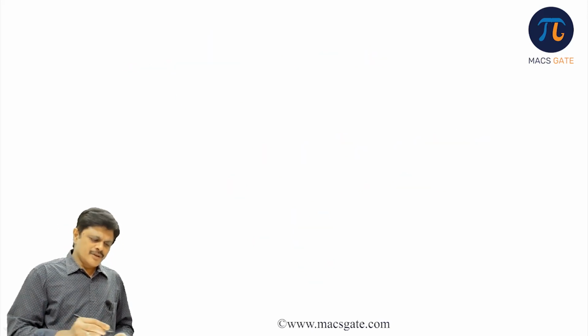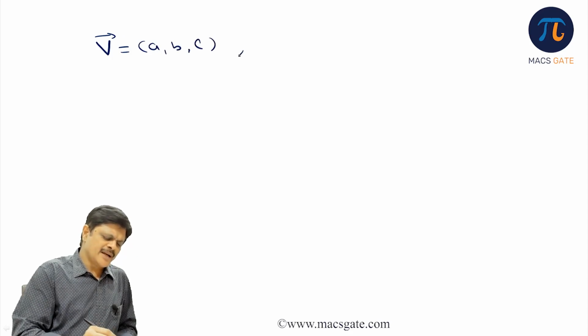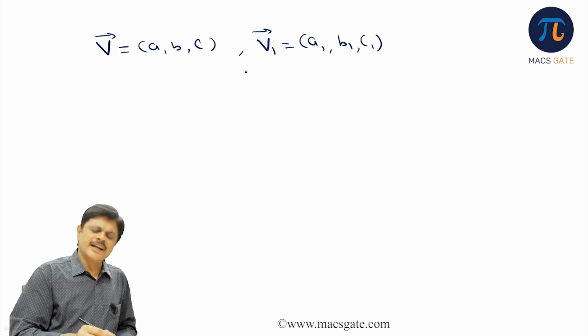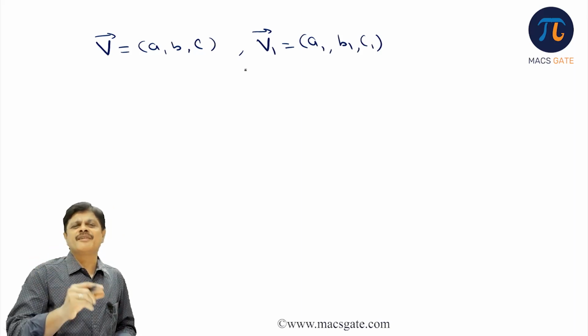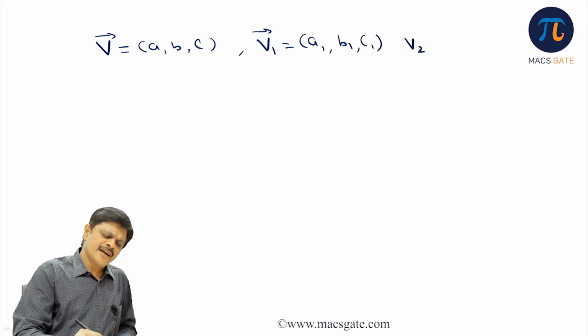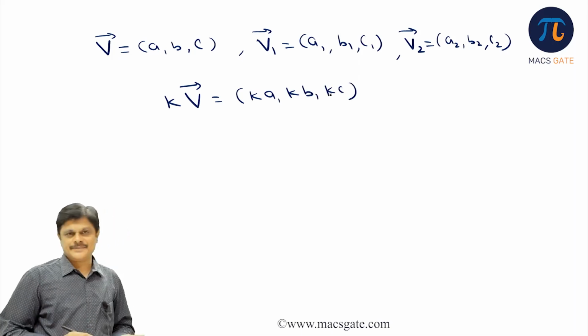Now suppose you are having two vectors. Let us take a general vector first, and let us call v1 the vector with components a1, b1, c1. I am writing it for three dimensions. Whenever it is required, it can be generalized for an n-dimensional vector, or you can specify it for a two-dimensional vector. And v2 is a vector, say a2, b2 and c2. Scalar multiplication of a vector means every component you are multiplying with k: ka, kb and kc.